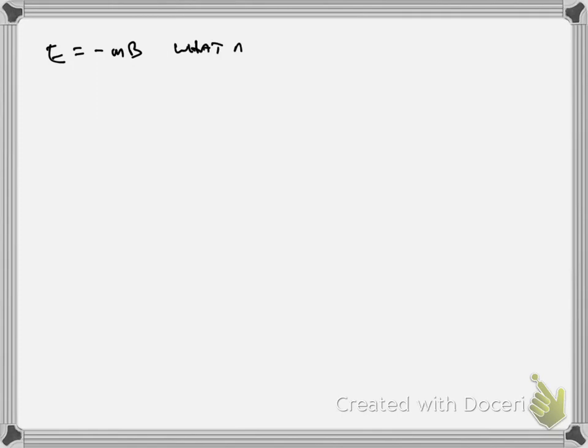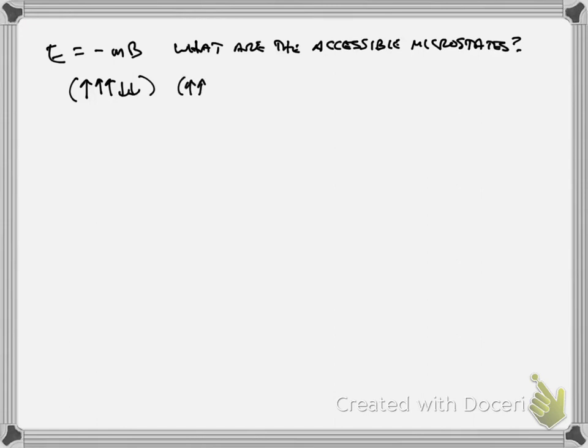So what are the accessible microstates? Well, clearly, if there's 5 spins and the net energy is minus mB, then this implies that there have to be 3 up spins and 2 down spins. So how many different ways are there to do that? We can have up, up, up, down, down. That's one of them, right? But then we can sort of cyclically permute how we want to do this. So we can have up, up, down, down, up. We can have up, down, down, up, up. We can have down, down, up, up, up. I think you get the idea.